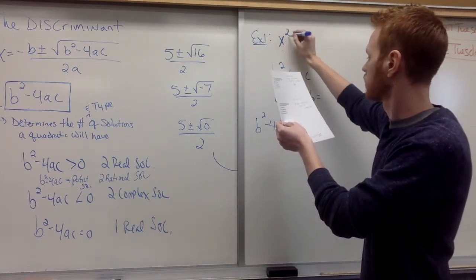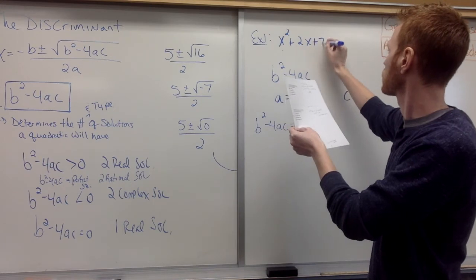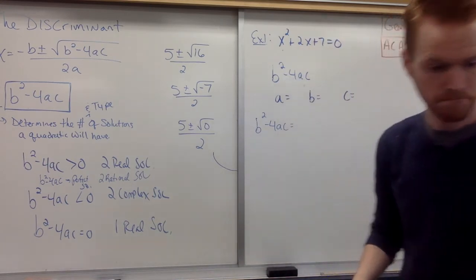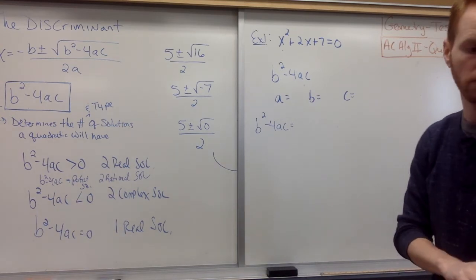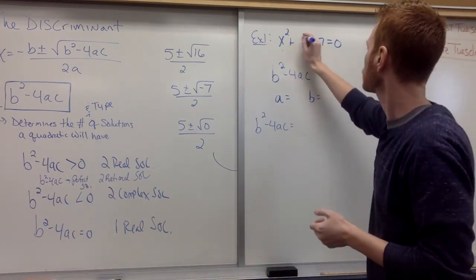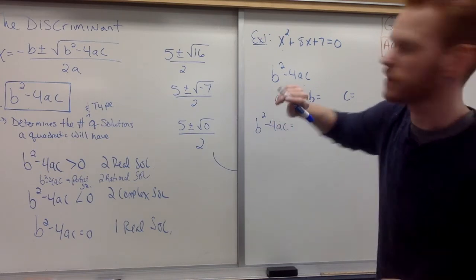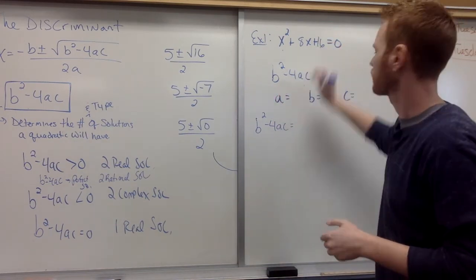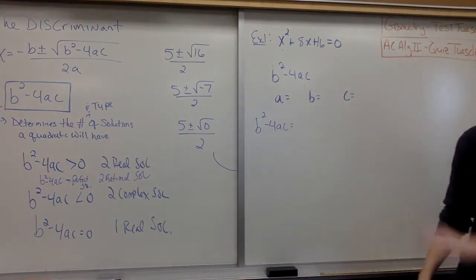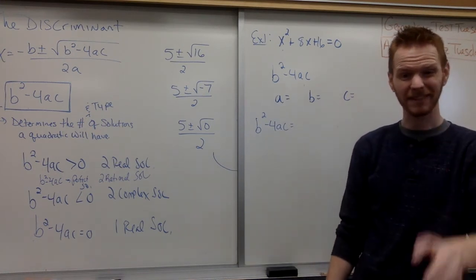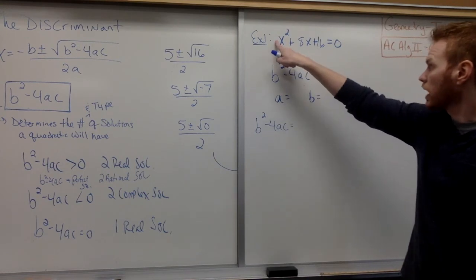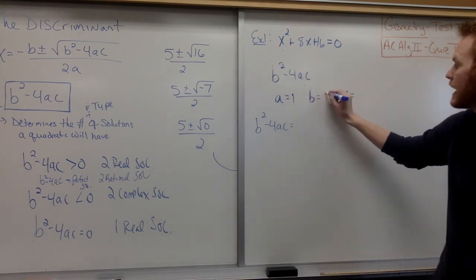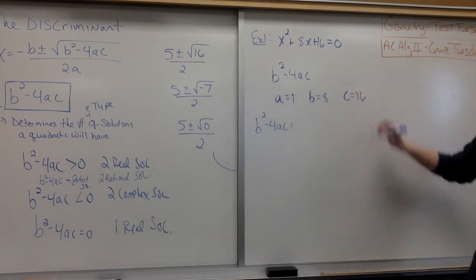x squared plus 2x plus 7 equals 0. Correction. Let's do 8x plus 16. I'm going to switch it. Sorry. If you wrote that down ahead of time, I apologize. Locate the a, b, and c values. So a is going to be 1, b is 8, c would be 16.